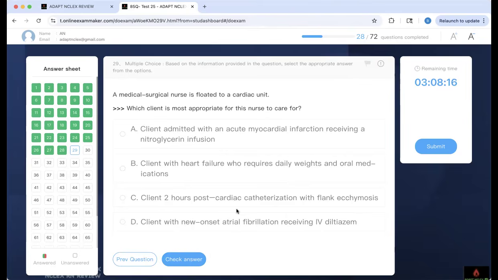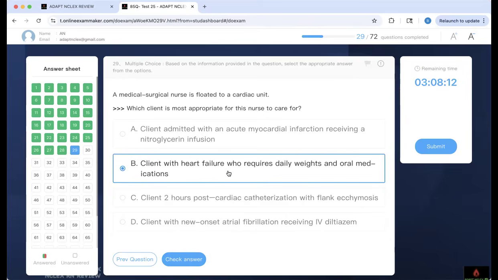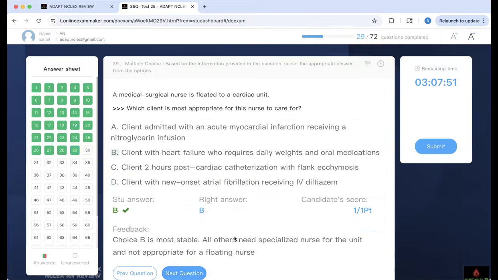I know you picked the right answer because the right answer is B. Heart failure. All you need is some oral medication. Any nurse can do that. IV nitroglycerin infusion, bad, a bunch of information. Cardiac catheterization with frank ecchymosis, this patient is bleeding. Atrial fibrillation with IV diltiazem, problem. That one is easy for them.